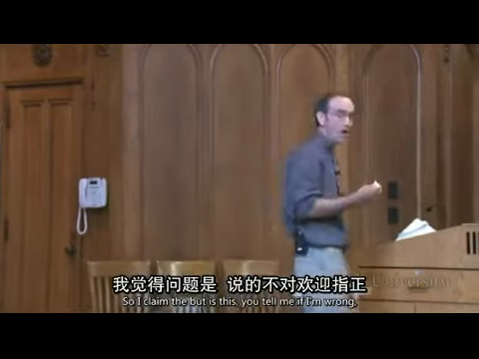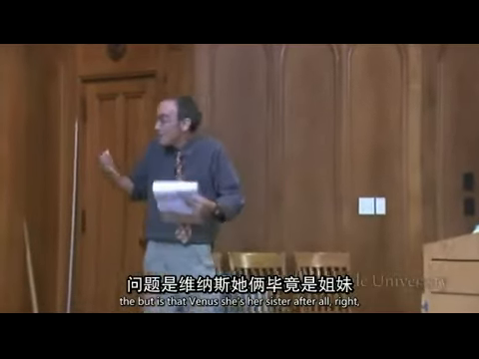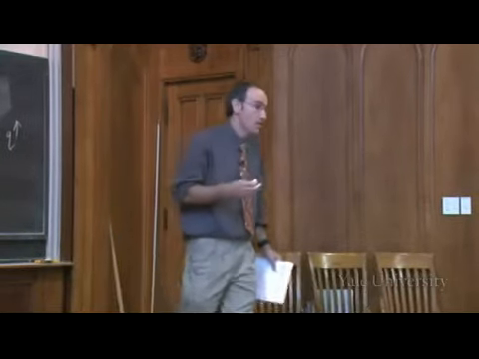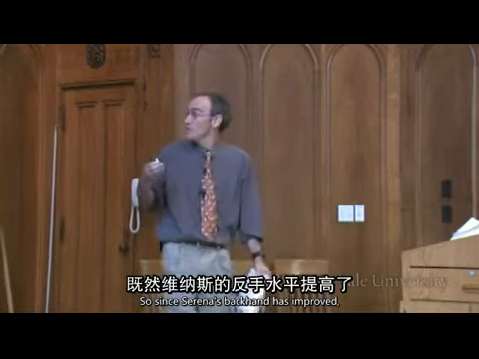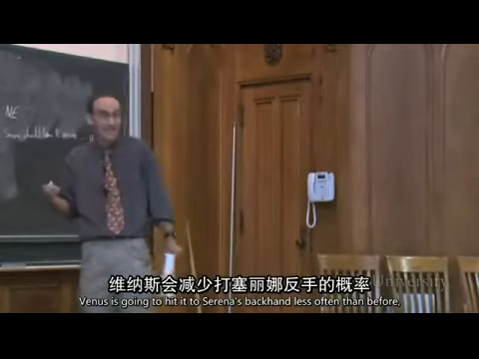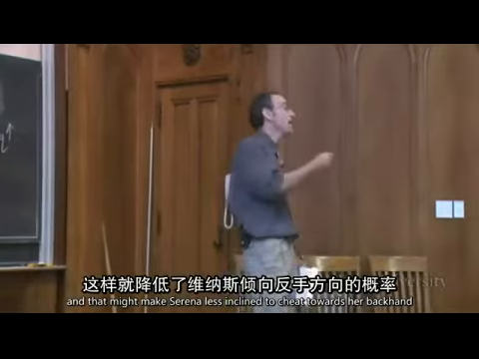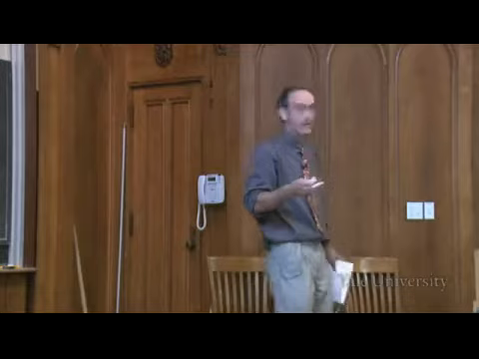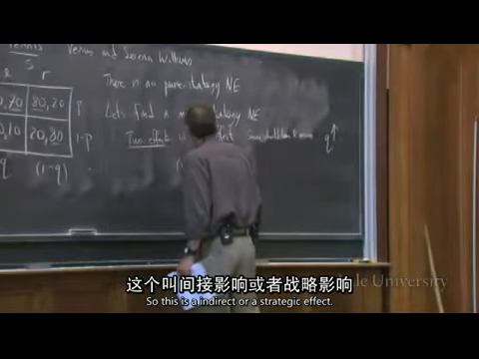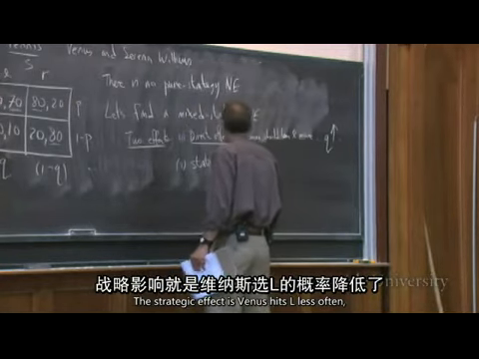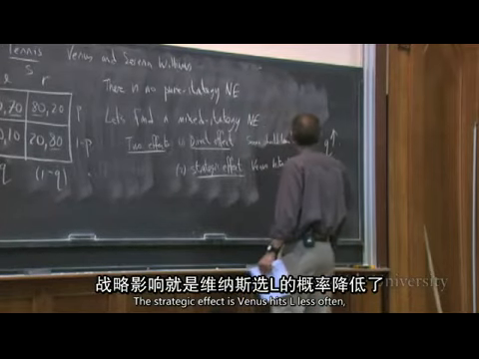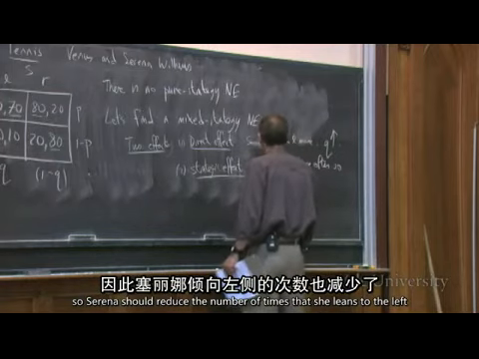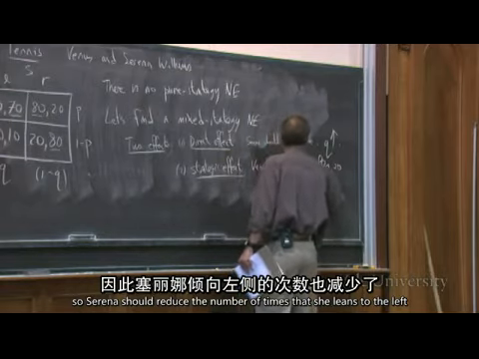So I claim the but is this. You tell me if I'm wrong. The but is that Venus, she's her sister after all, right? So Venus knows that Serena's backhand has improved. So Venus is going to hit it to Serena's left less often than before. Is that right? So since Serena's backhand has improved, Venus is going to hit it to Serena's backhand less often than before, and that might make Serena less inclined to cheat towards her backhand, because the ball's coming that way less often. All right? So this is an indirect or a strategic effect. The strategic effect is Venus hits L less often, so Serena should reduce the number of times that she leans to the left, because the ball's coming that way fewer times.